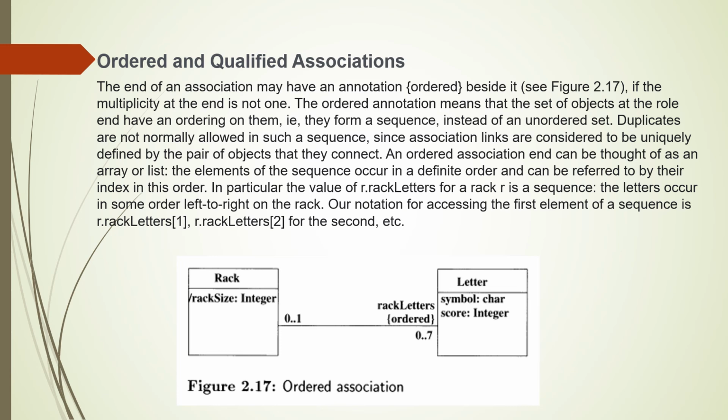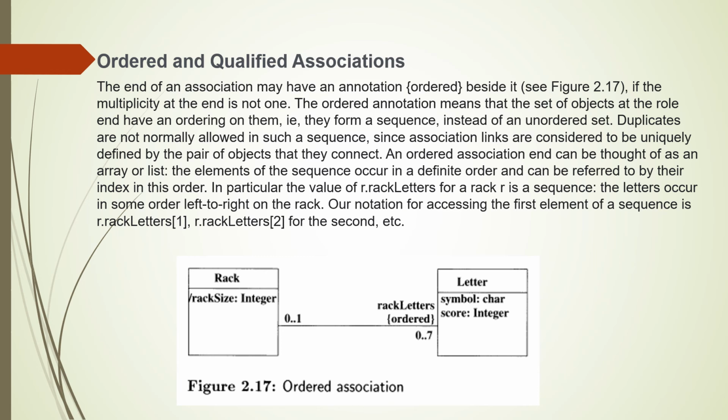Associations have two types, ordered and qualified. The end of an association may have an annotation ordered beside it. See figure 2.17. If the multiplicity at the end is not 1, the ordered annotation means that the set of objects at the role end have an ordering on them. For example, they form a sequence instead of an unordered set. Duplicates are not normally allowed in such a sequence since association links are considered to be uniquely defined by the pairs of objects that they connect.